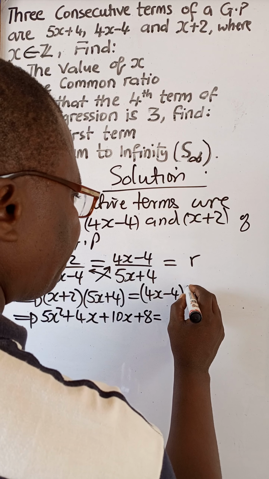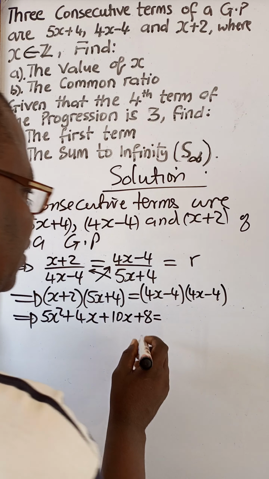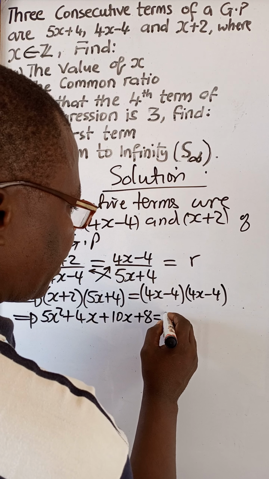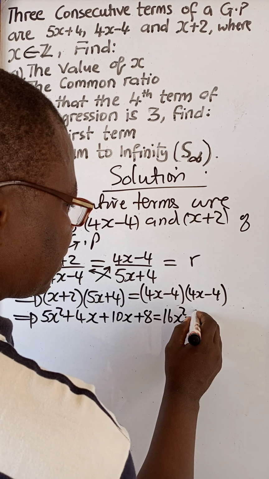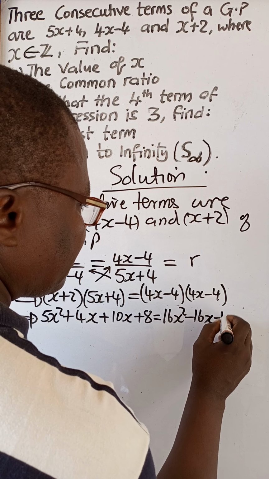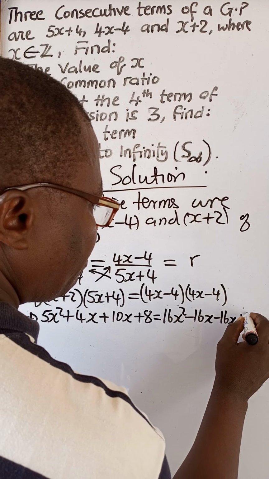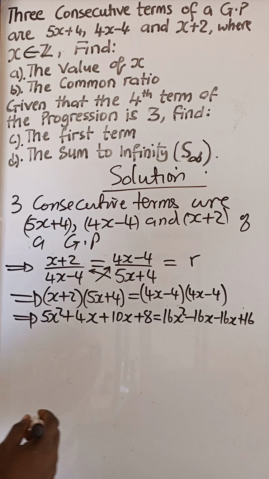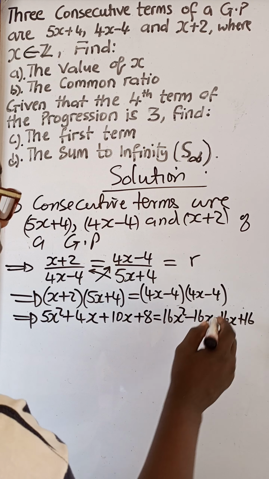4x minus 4 squared simply means 4x minus 4 multiplied to itself. 4x multiplied to 4x is 16x squared. 4x multiplied to negative 4 is negative 16x. Negative 4 multiplied to 4x, negative 16x. Negative 4 multiplied to negative 4, positive 16. So we have this quadratic expression here equal to this quadratic expression.